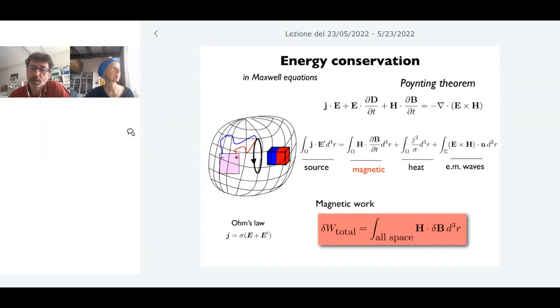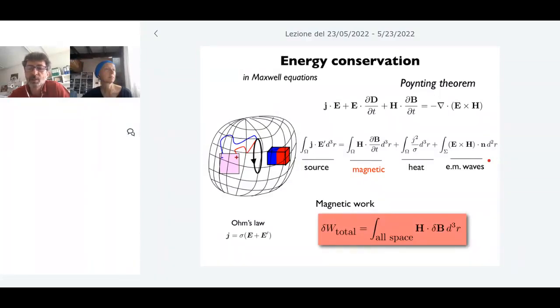First, I described the one due to the Poynting theorem, the one that transforms the divergence into a flux, so an integral over the surface and not the volume. This is the last term at the right-hand side of this equation. And this is an integral over the surface of the Poynting vector, E cross H. This is exactly the energy transported by possible electromagnetic waves that we can generate inside the volume.